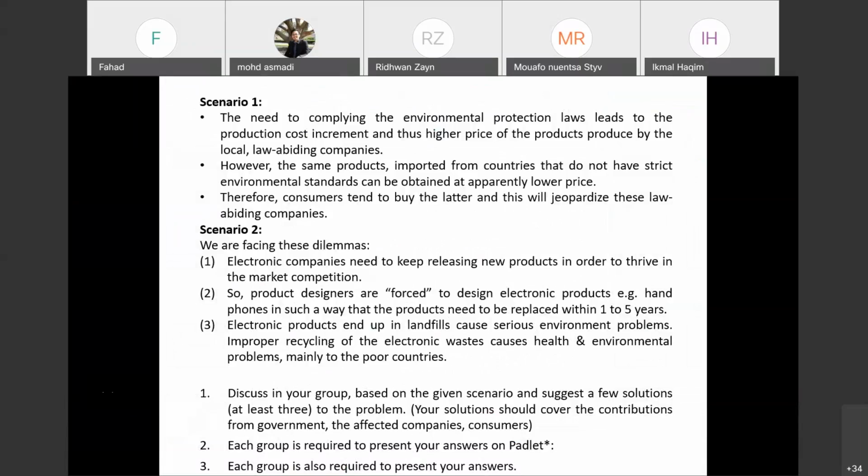Scenario 1, scenario 2, and you have to discuss in your group. Based on the given scenario, suggest a few solutions to the problem. Each group is required to present your answer on the Padlet. I give you about 10 minutes before we take a break.